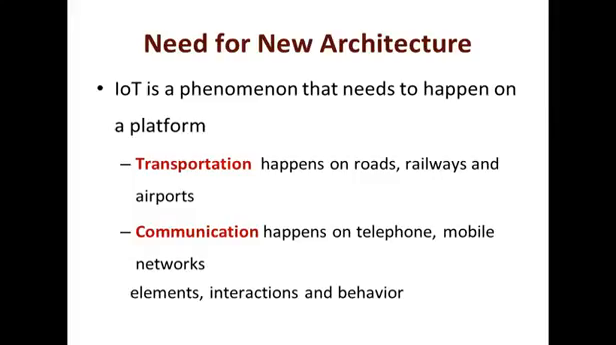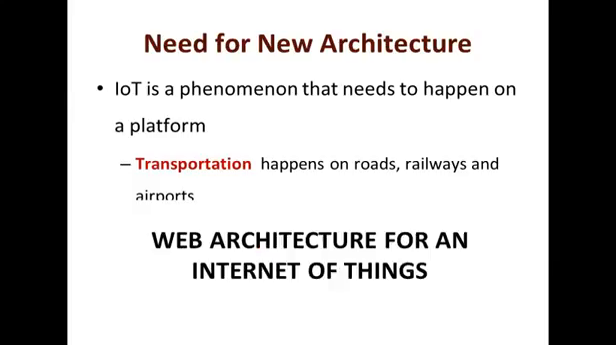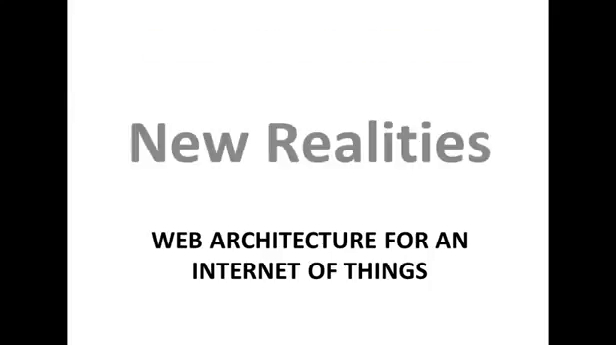So now let me explain why we need a new architecture. IoT is a phenomenon that needs to happen on a platform, like the internet happens on networks. Similarly, telephone communication happens on telephone networks. Transportation happens on roads, railways, and airports. So transportation is a phenomenon; where does it happen? It happens on roads, railways, and airports. Similarly, where does communication happen? It happens on telephone, mobile networks, and so on and so forth.